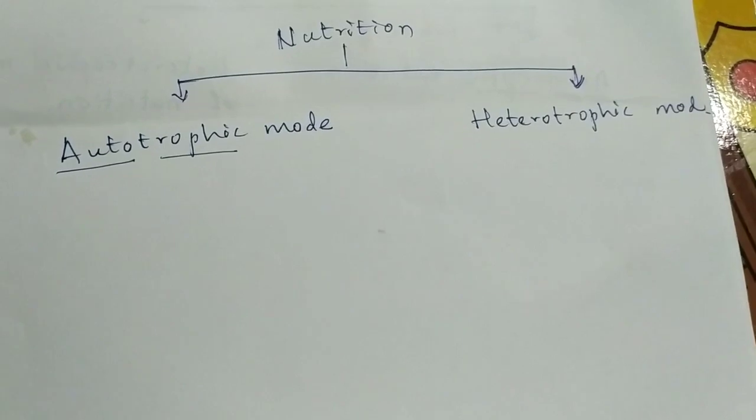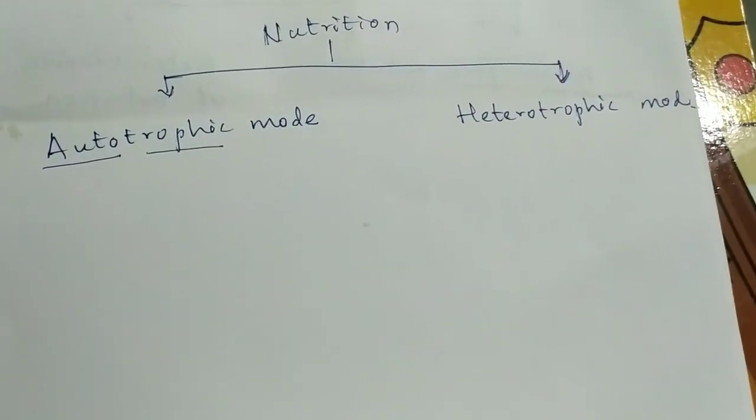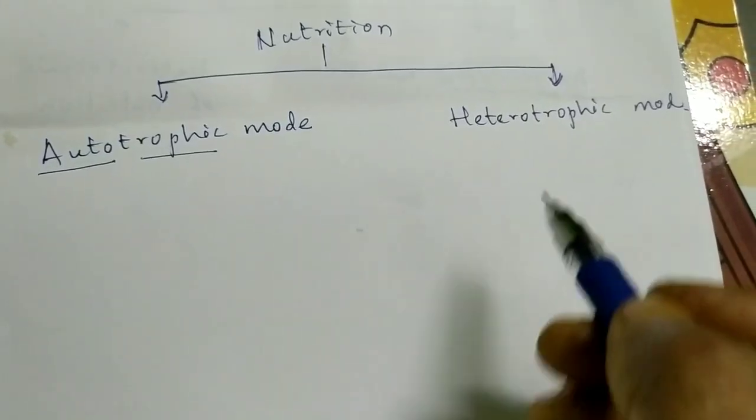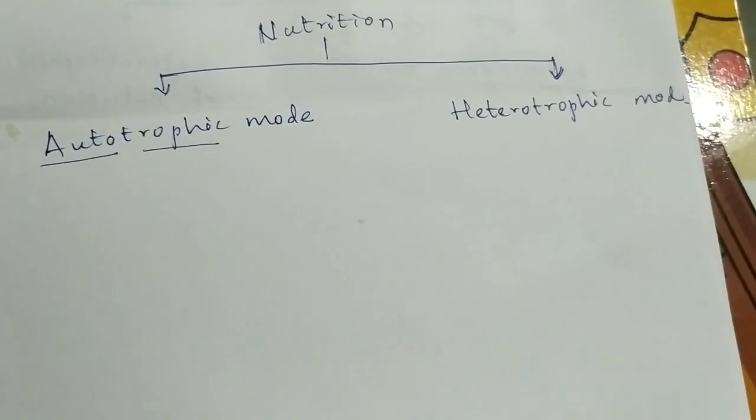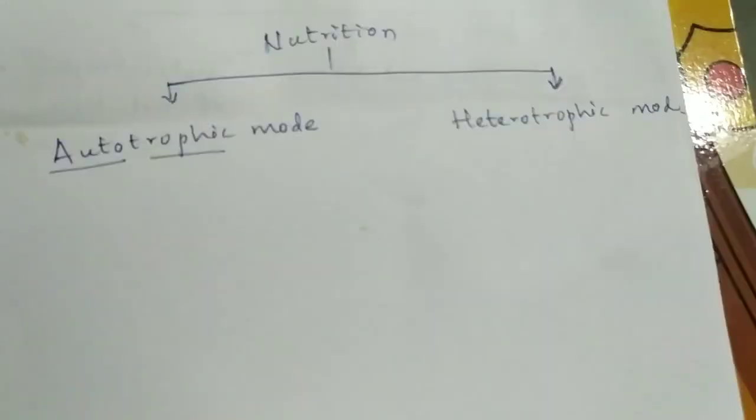Basically, there are two modes of nutrition by which organisms can obtain their food. The first one is the autotrophic mode of nutrition and the second one is the heterotrophic mode of nutrition. What do you mean by autotrophic mode of nutrition?